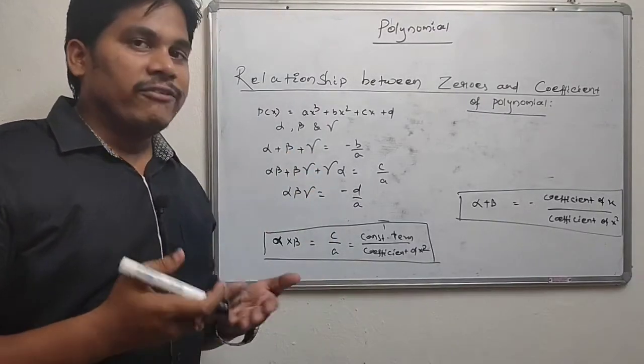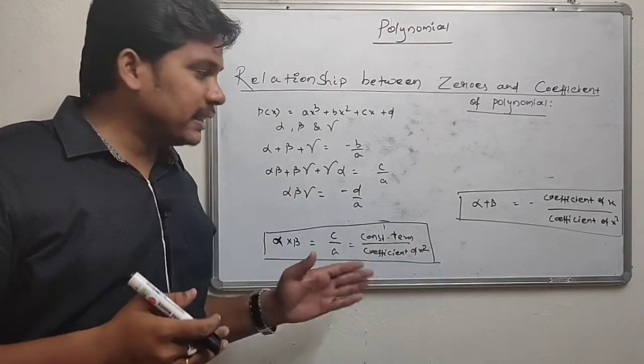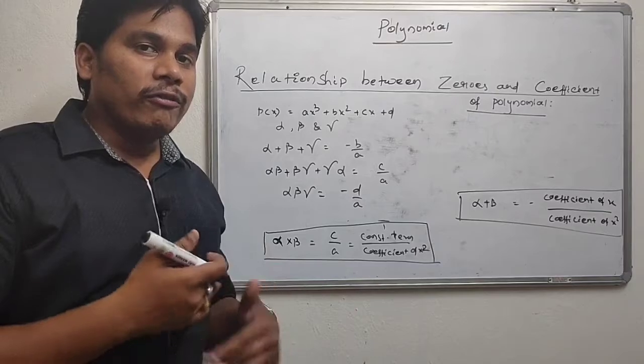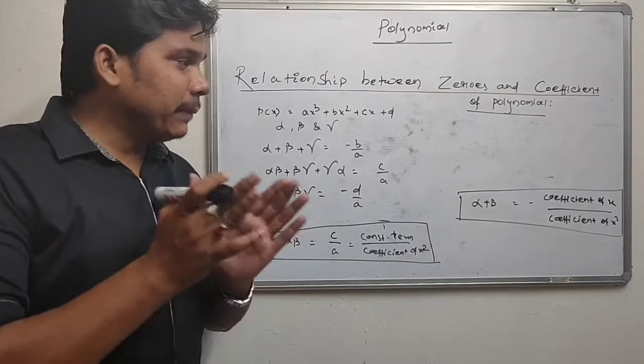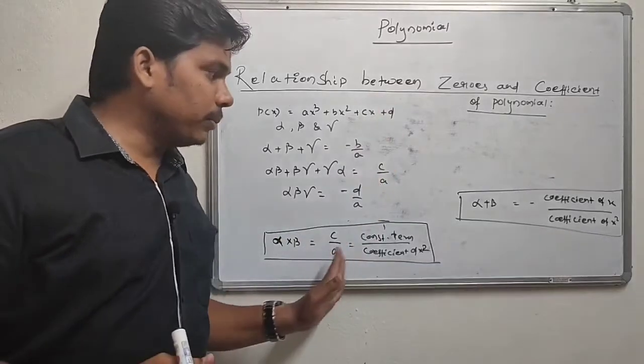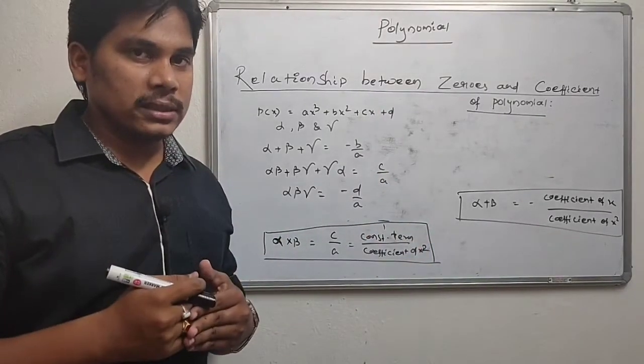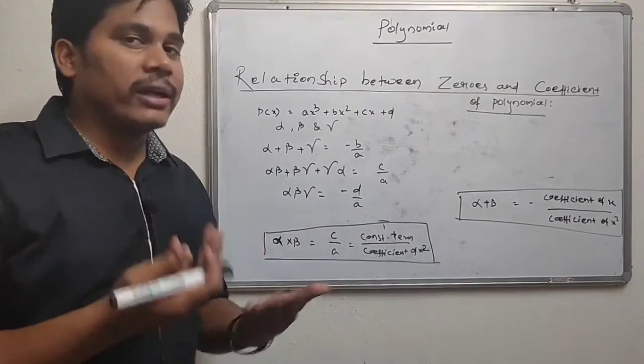Basing on this, we can verify the relationships, and basing on these formulas, now we are moving to finding the polynomial by knowing the zeros, or the sum of the zeros and the product of the zeros. Now we'll do some of the questions. Then you can understand how we can find the polynomial.